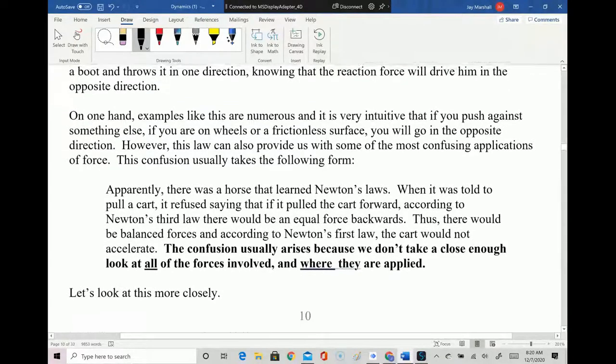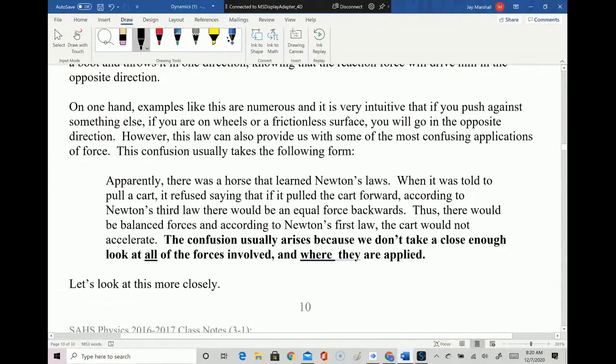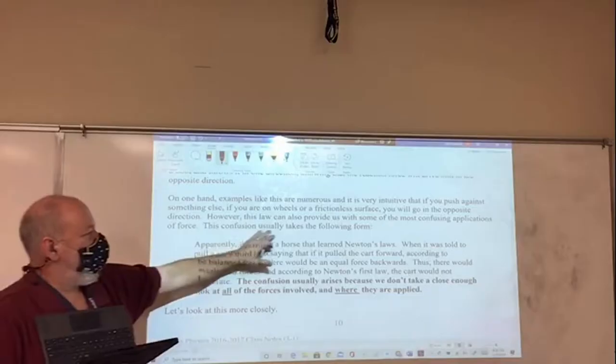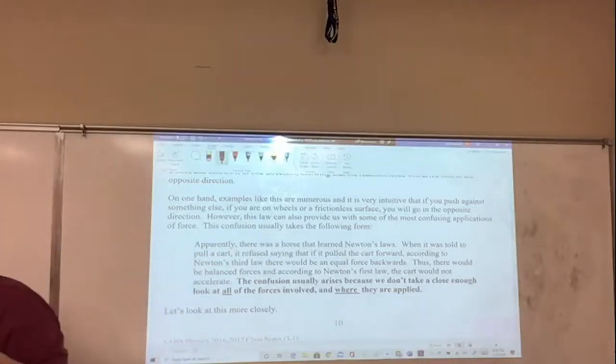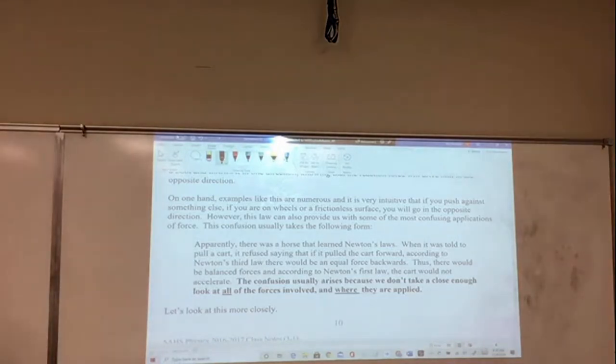Okay, so there are lots and lots of examples like this, and it's really intuitive that if you push against something else, if you're on wheels or on a frictionless surface, you'll go in the opposite direction. But this also creates a great deal of confusion for us because we're not paying attention to where our forces are applied.